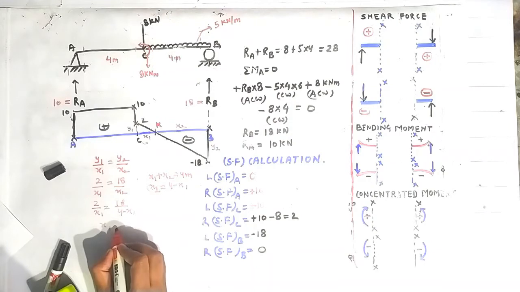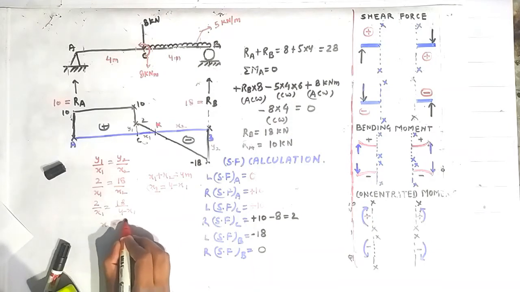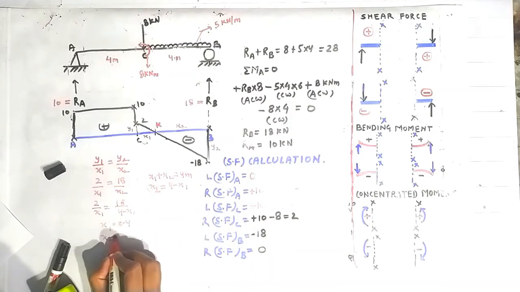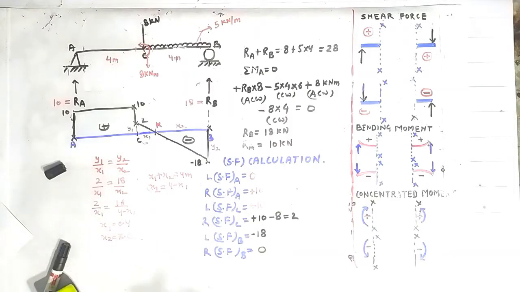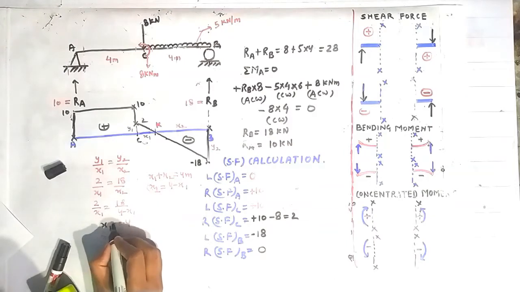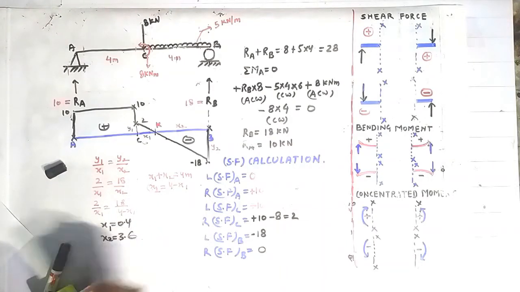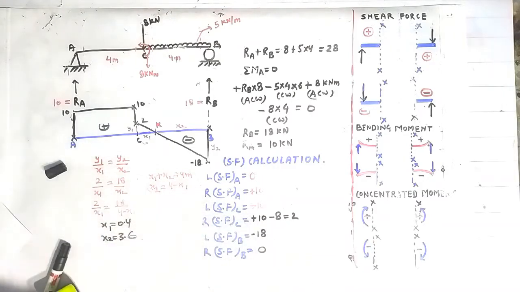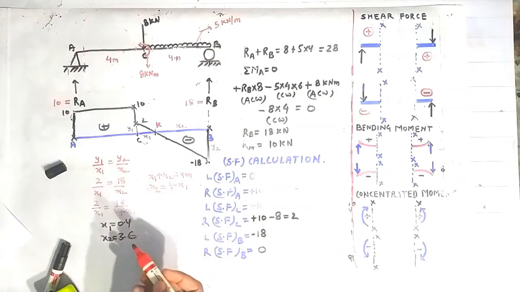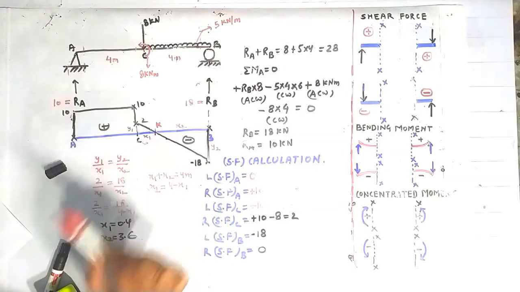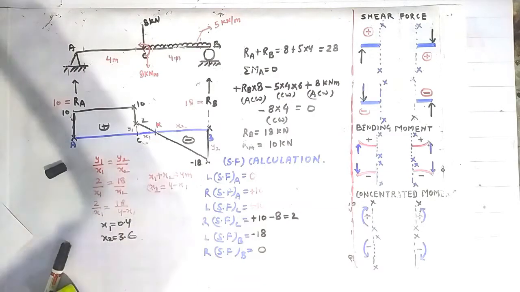You can calculate by yourself. The x1 will come out to be 0.4, and the value of x2 will come out to be 3.6, using the property of these similar triangles. Now friends, what we have to do? We have to find out the value of the bending moment at this location K. That we will do later.